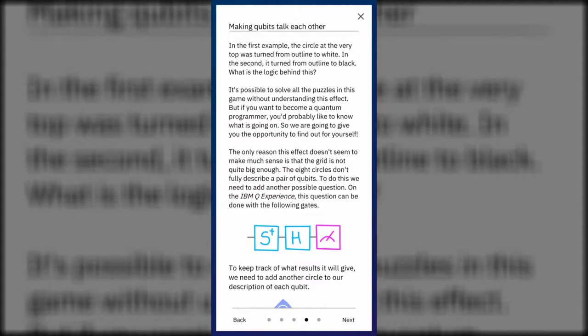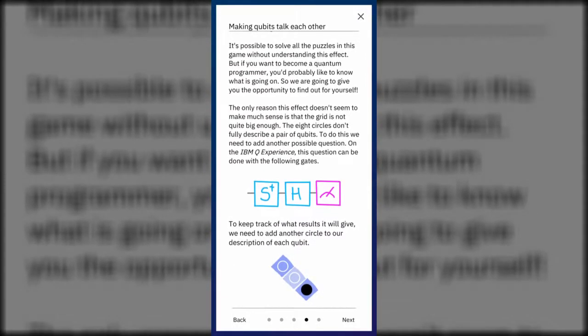The only reason this effect doesn't seem to make much sense is that the grid is not quite big enough. The 8 circles don't fully describe a pair of qubits. So I was directionally right in thinking that those are supposed to describe the state of the actual system of 2 qubits.